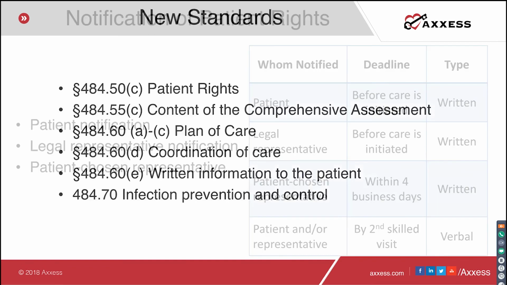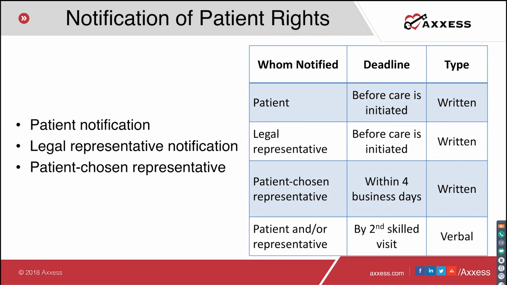I'm not going to spend an awful lot of time on this slide with notification of patient rights. Most of us are pretty in tune with what we're supposed to do with notification of patient rights, but I do want to highlight some timelines that are a little bit different and let you know that there are several additional people that have to be notified of rights and how they're to be notified. You've got patient notification to think about, you've got legal representative notification to think about, and then a new patient chosen representative as well.